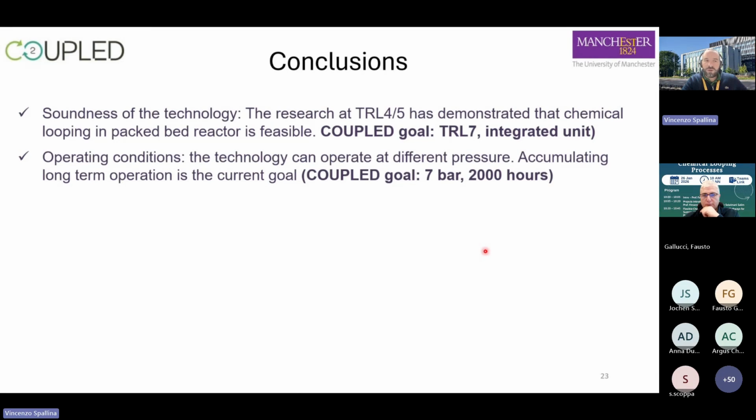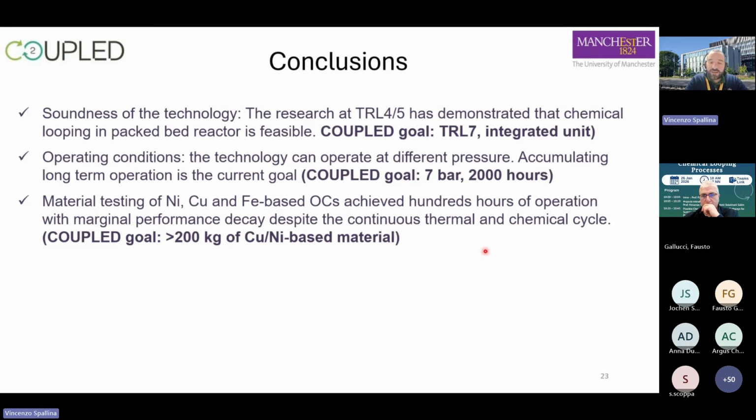We could accumulate long-term operation, which is also the current goal at higher scale. While in Manchester we are trying to do hydrogen production, so looking at very high pressure, which is 30 bar, for the COUPLED project we are planning to stay close to 7 bar because it's also relevant for the feedstock that we are using.